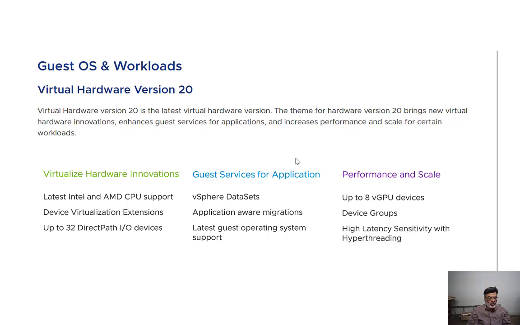In virtualized hardware innovation, we take advantage of AMD and CPU support for all the latest features now available on our VM with hardware version 20. Similarly, we have some enhancements at the application level. For example, in VMware 8 we now have the vSphere DataSets. I will show you what a DataSet is in an upcoming slide. We also have application awareness, migration, and latest operating system support. For example, now we have support for Windows 11 with TPM technology.